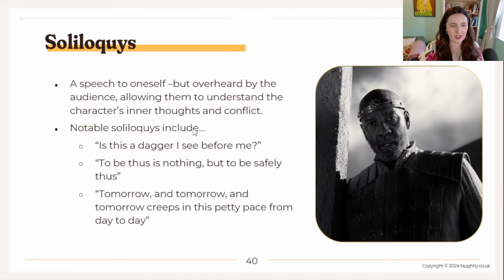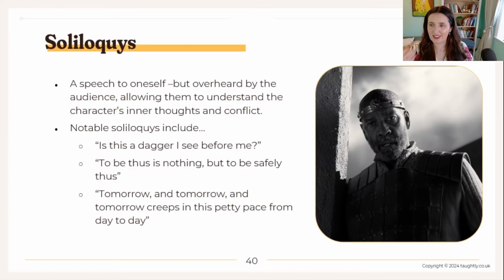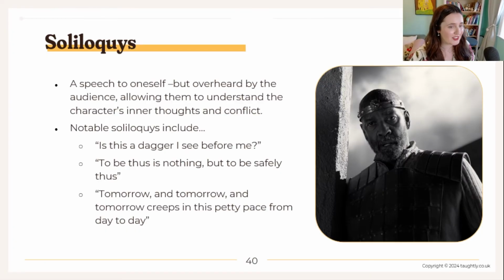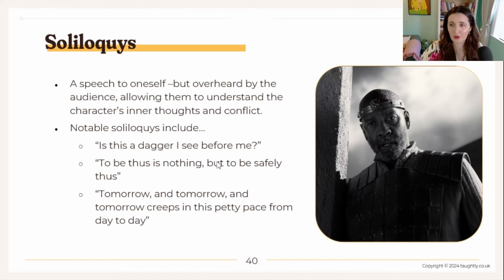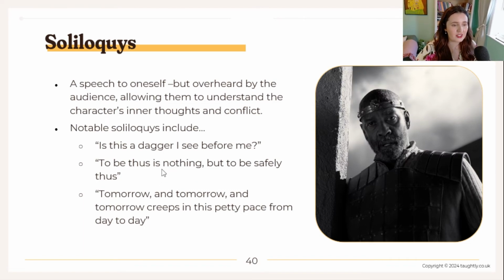So notable soliloquies that you could analyse would be, "Is this a dagger I see before me?" So this is showing Macbeth's gradual breakdown of his state of mind and his hallucinations. When Macbeth decides to kill Banquo, his speech, "To be thus is nothing but to be safely thus." There's no point in being king unless I'm safely king. So let me just murder my best friend and his son. Just cute things like that, right, Macbeth?